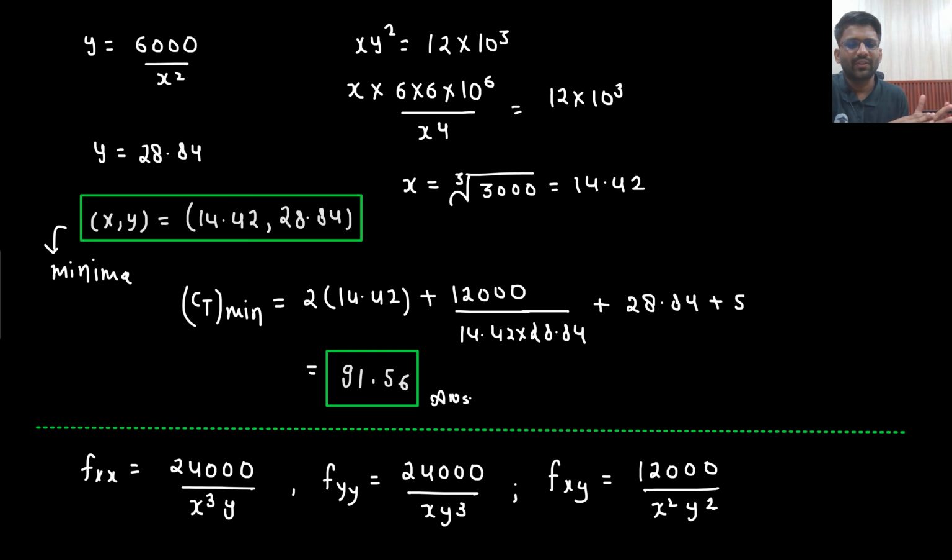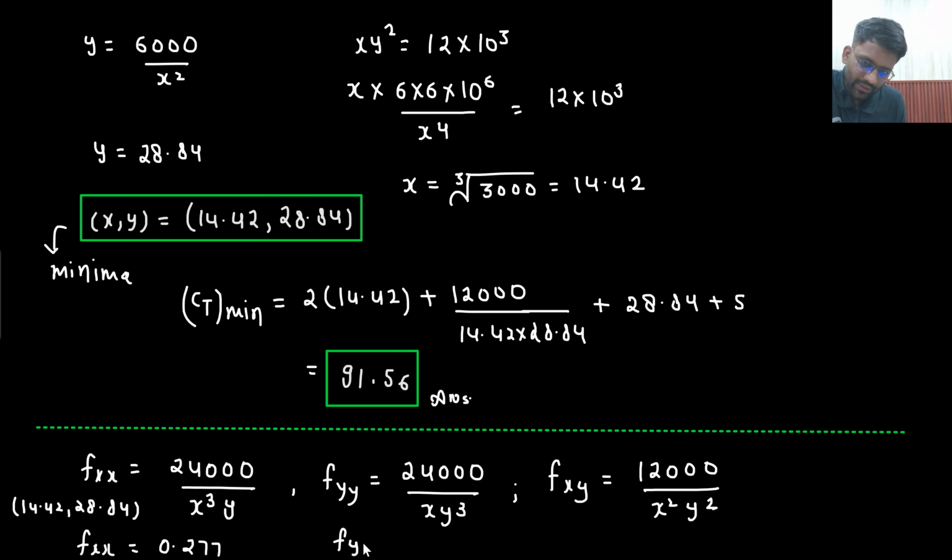Again, the calculation will be complex here. We need to put these points now, 14.4 to 28.84. You put these points and find out the values. So find out the value of fxx. Which point I need to consider? 14.4 to 28.84. So what will be the value of fxx you are getting? 14.42 whole cube into 28.84. Then take the under root, multiply with 24,000.